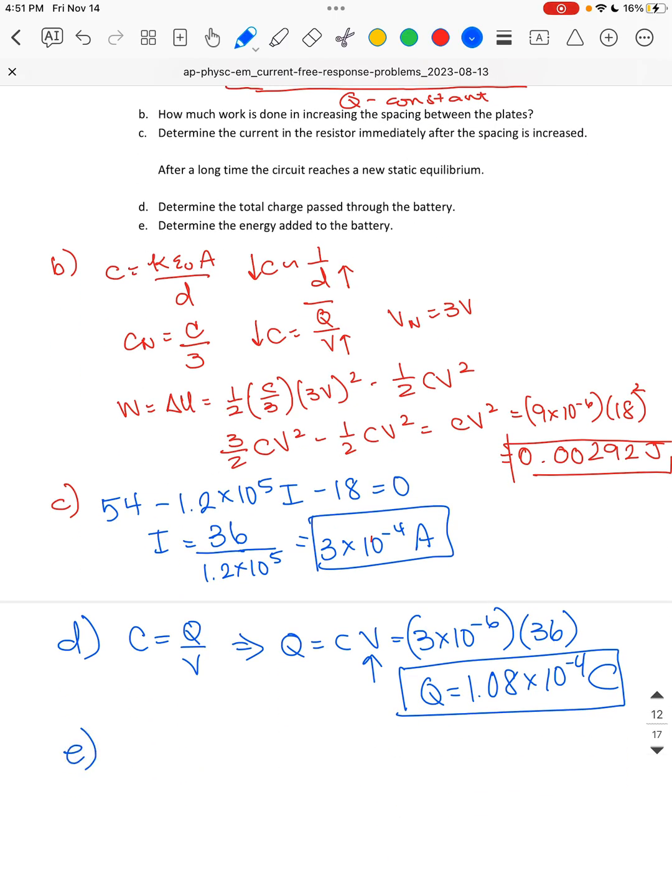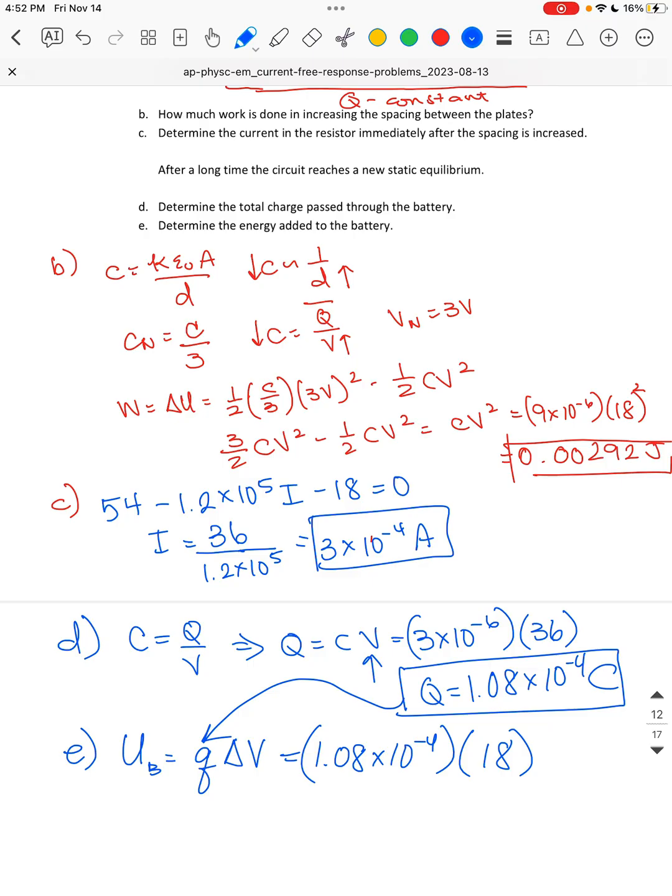All right, part E is trying to find the energy added to the battery. So when we're talking about energy added to the battery, we can use the energy equation Q delta V. The battery has a change in potential through its positive and negative terminals, and we already know what charge is going into the battery. So we can just take the 1.08 times 10 to the negative 4 and the change in potential across the battery, multiply those two together, and you get 0.00194 joules. And that's it.